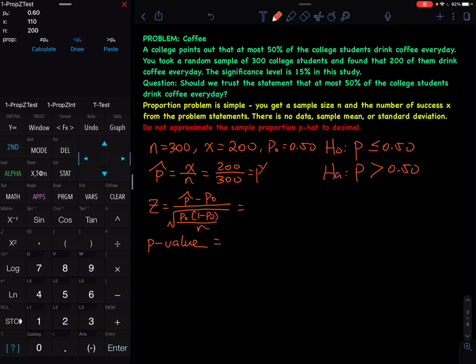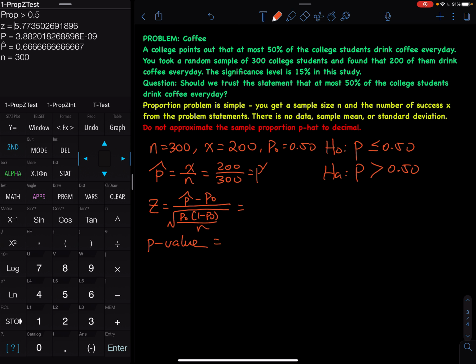And then you have 0.5. And then this is 200 out of 300. And then you have a greater than in the HA. So be very careful, you must get this one right, because the greater than in HA determines the p-value. Greater than is the right side, and that means the p-value and the rejection region are both on the right side. And then you either click calculate or draw, right? You click draw, you get a picture of the test statistic and the p-value. You click calculate, you get the answers in the menu.